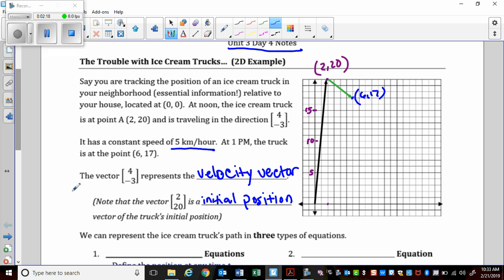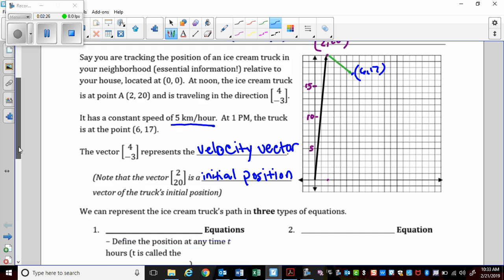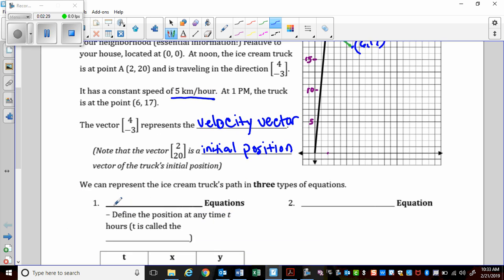We can represent the ice cream truck's path in 3 different types of equations. The first one is a parametric equation. We're going to use this often when we have 3 variables. A parametric equation is defined by the position at any time t. We usually have one extra variable, and this is going to be our input. And then our x, y, maybe even z is going to be our output. So time t in hours is called the parameter.